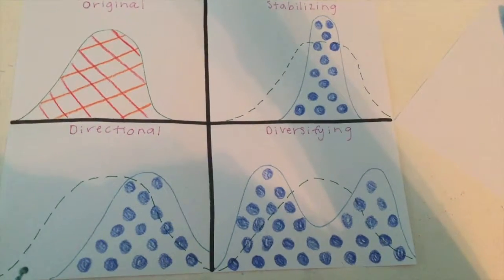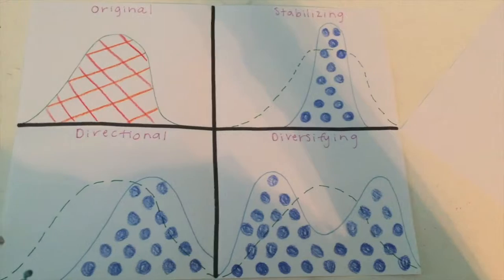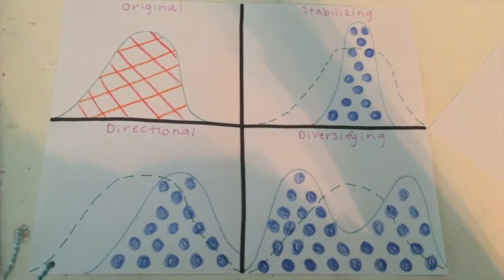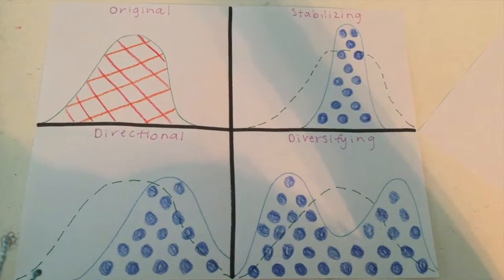Your final product should look something like this. You can decorate the curves in different ways, but this shows all of the different types of selection that we have covered. I hope that these art projects helped you understand the different ways that populations are able to evolve.